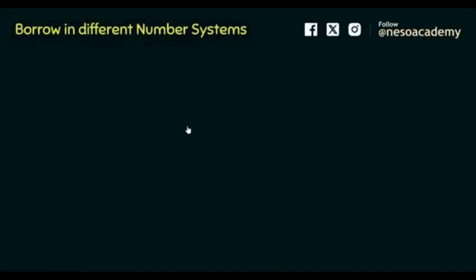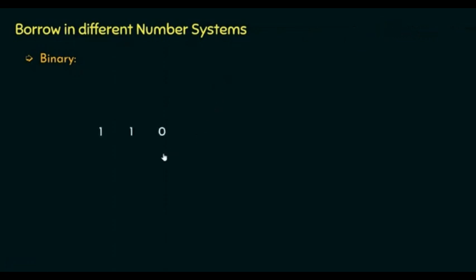Now, as I mentioned earlier, we are going to learn about the borrows in binary and as well as in decimal. Let's begin with binary. Now, in order to understand this concept, which I am about to illustrate, let's perform a subtraction in binary. And this time, the minuend is going to be 110. And the subtrahend is going to be 011.